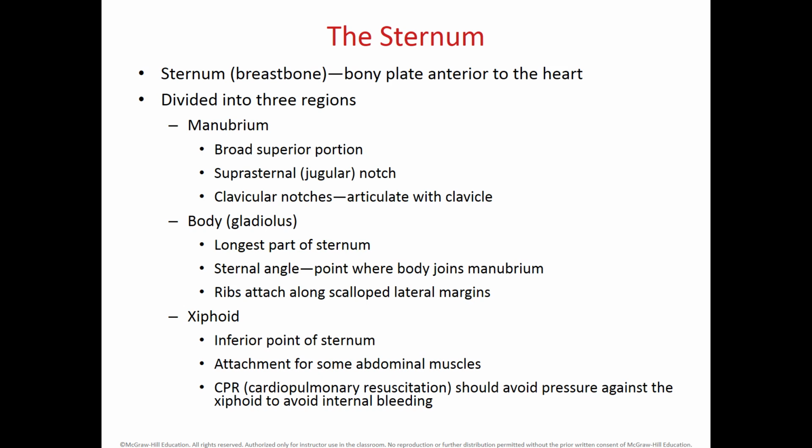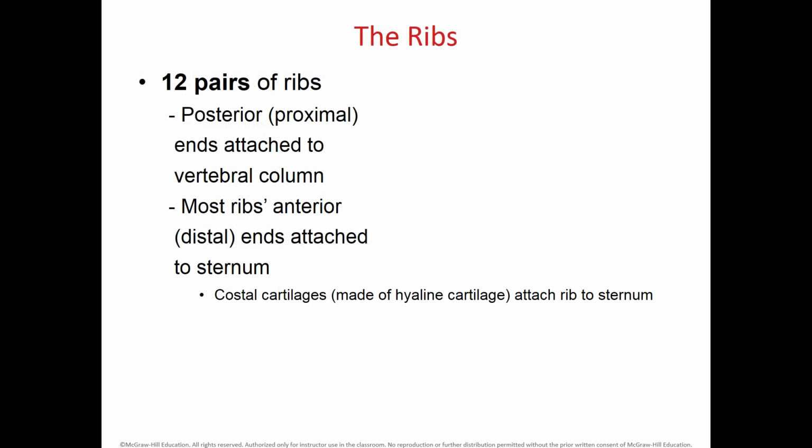in between the ribs. Now, the xiphoid process will be the most inferior region of the sternum, and it will be the point of attachment for some abdominal muscles. If someone provides CPR, sometimes the pressure is so high that it can compress the xiphoid process and it can produce internal bleeding.